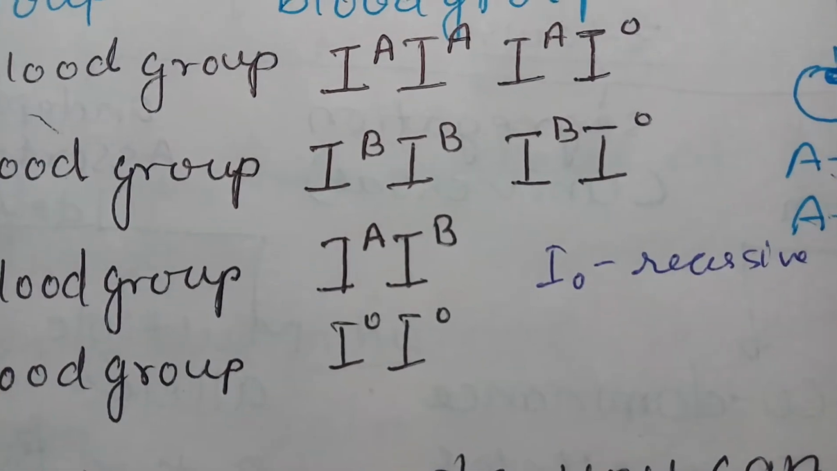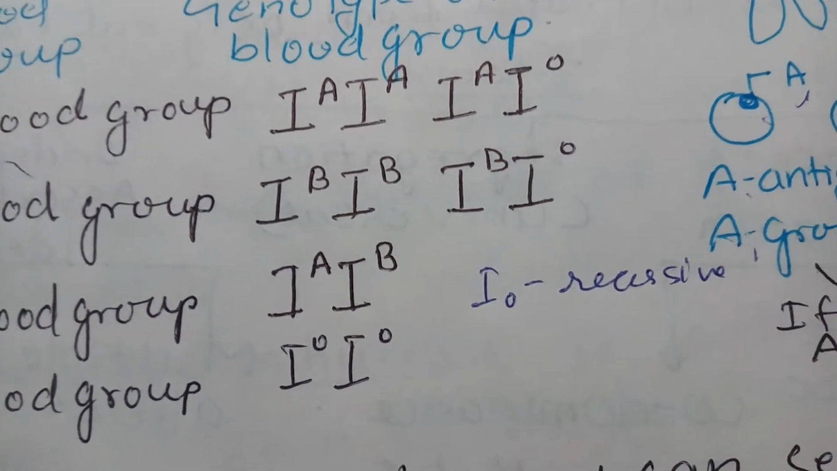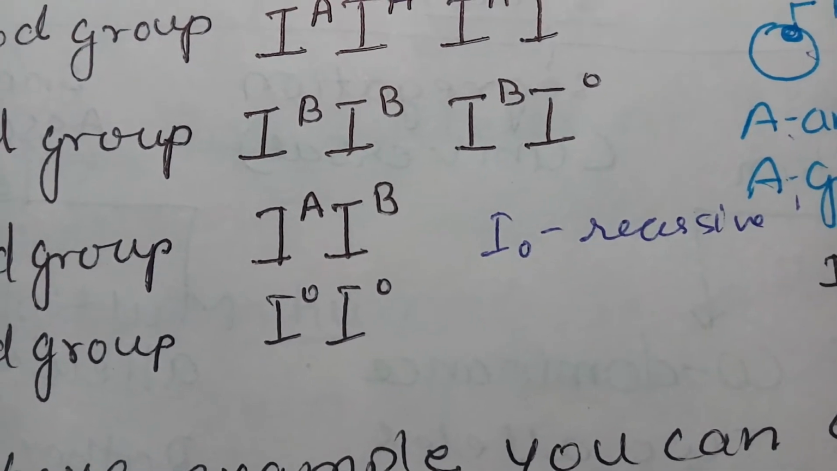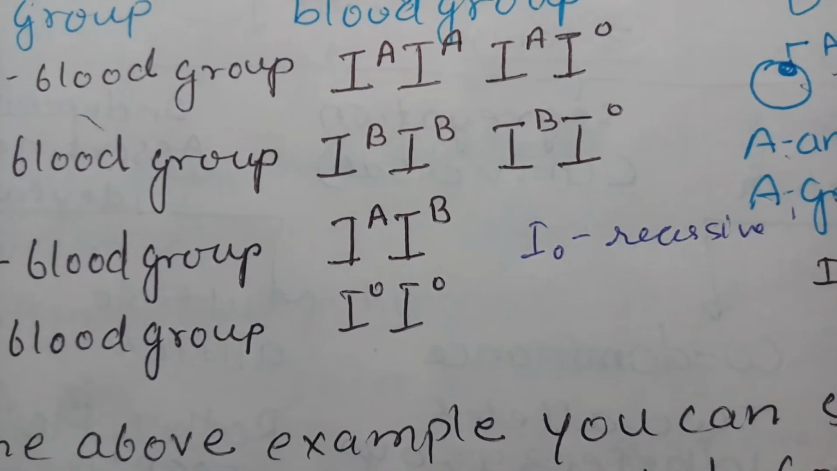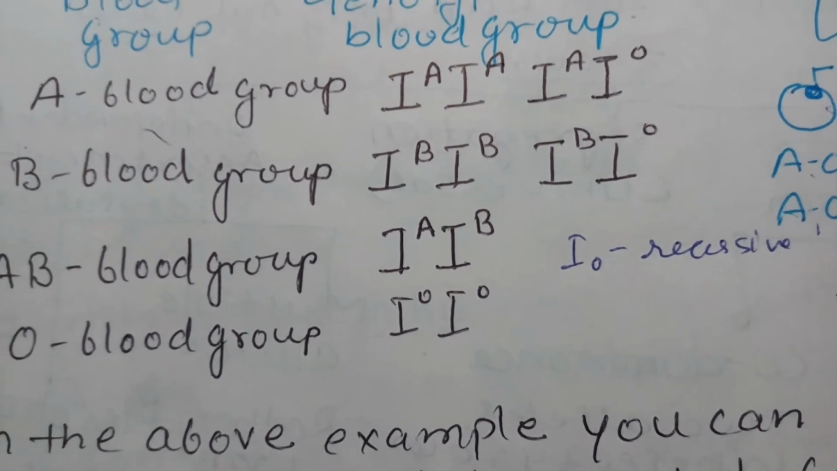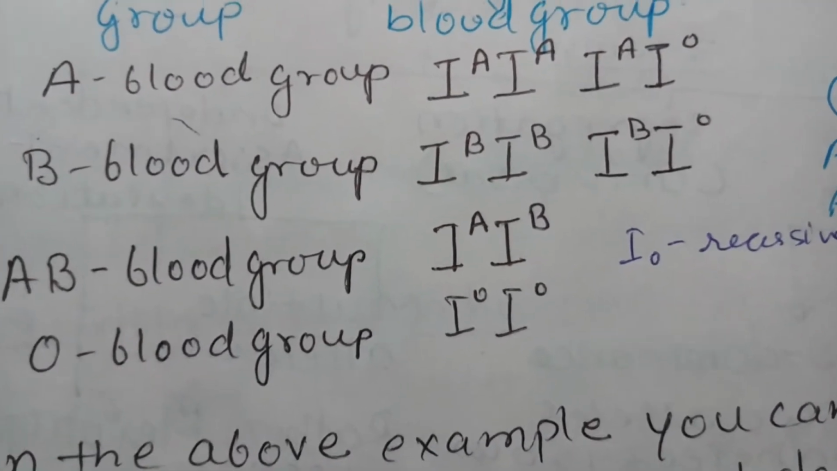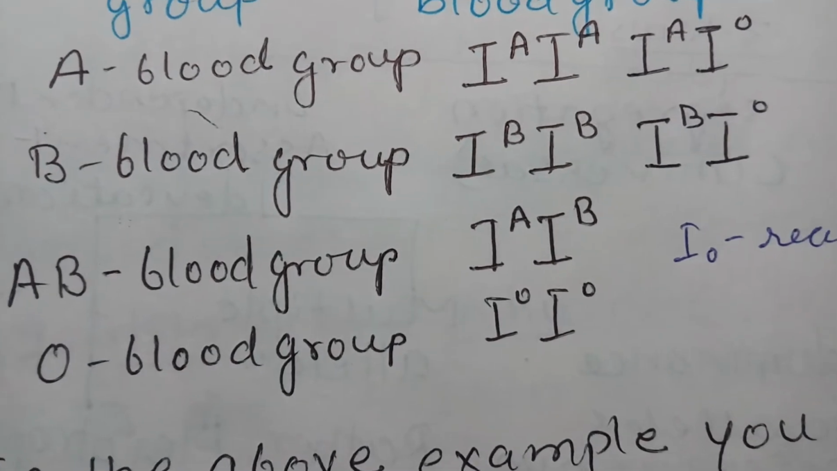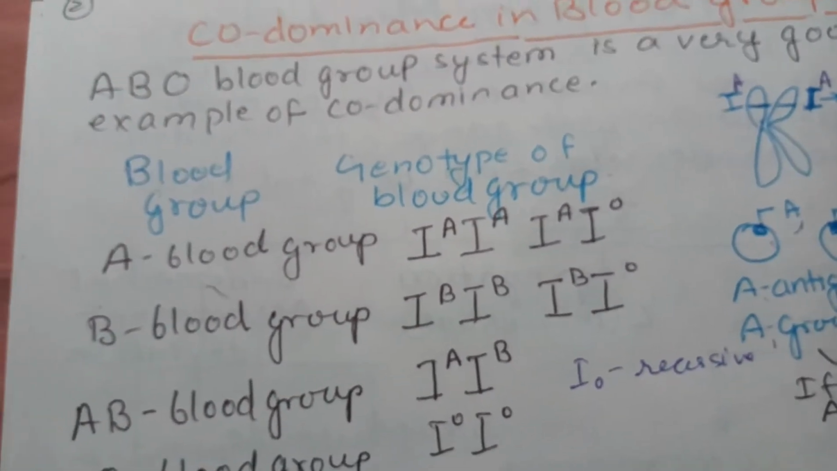AB here you can see is a typical example of codominance, because one of the alleles is A, which expresses A type of protein, and another allele is B, which expresses B type of protein. So here you will see both are expressing on the surface, hence the person's blood group is AB. O blood group means they are not expressing any protein.